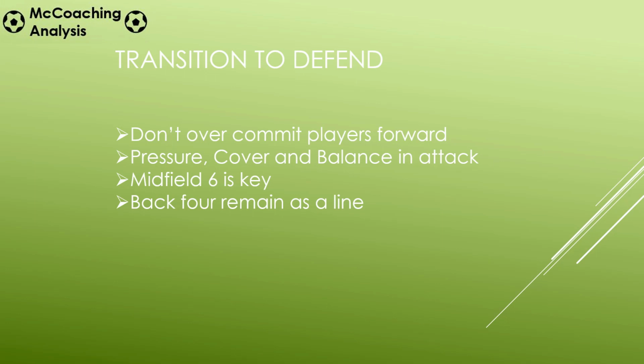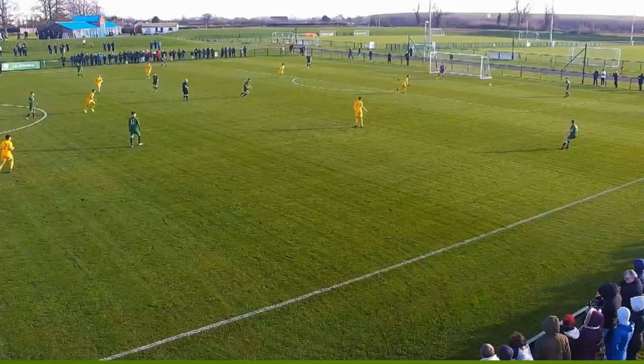After our principles of attacking football, we need to look at transition to defend. It's important that we don't overcommit players forward, and we leave at least one midfielder in a position to cover. That midfielder is not generally the number 6. When there's pressure on the ball, we need cover and balance, and we need to get the back 4 or back 3, in case the fullback has gone high, to remain in a line and protect the central area.